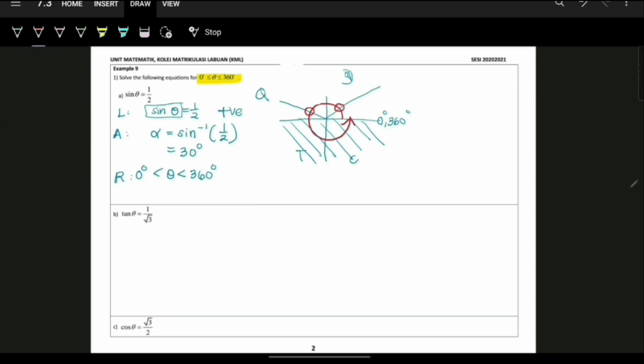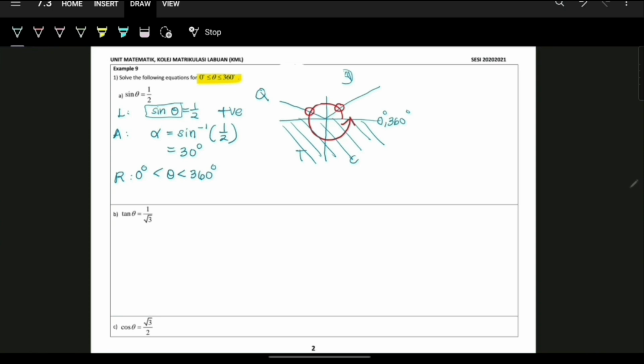Okay, so as a checklist for your final answer. Let's say you have 2 dots here, but then your final answer has only 1. So that means you are wrong. Or you have 2 here, but then your final answer has 3. So then you are wrong. If you have 2 dots here, the final answer must be 2 answers only. Okay, so we got that.